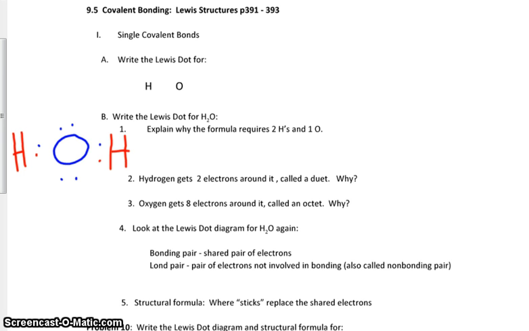And in order to understand these, we need to go back to our valence electrons and what the Lewis dot diagrams are showing. So it says write the Lewis dot for hydrogen and for oxygen. If you remember, you have to go back and see, oh, hydrogen has 1 valence and oxygen has 6. So go ahead and fill those in if you haven't done so already.